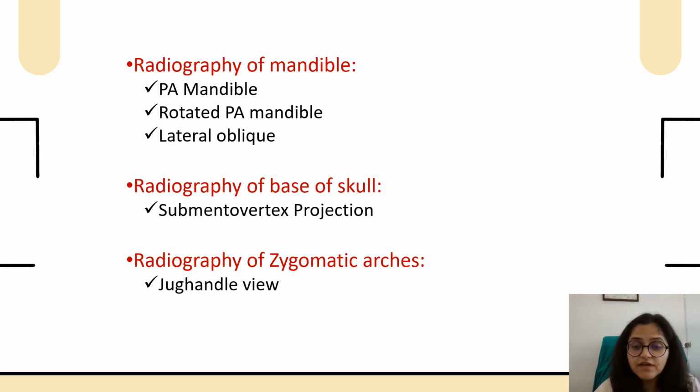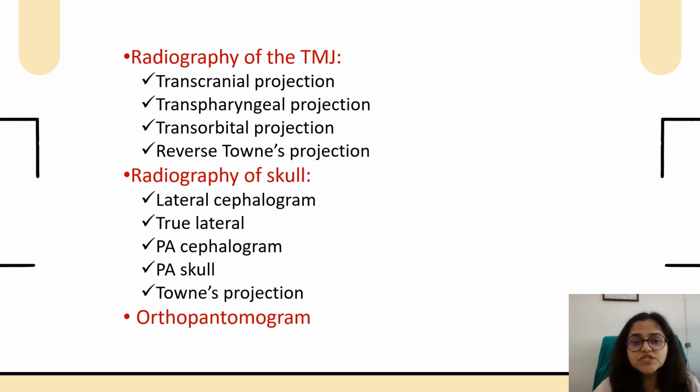For evaluating the zygomatic arches, jug handle. For TMJ projection, transcranial projection, transpharyngeal projection, transorbital projection, reverse Towne projection. For evaluation of any pathology, any disorders, any trauma associated with the skull, we can go for the lateral cephalogram, true lateral, PA cephalogram, PA skull and Towne's projection. And last is the orthopantomogram.